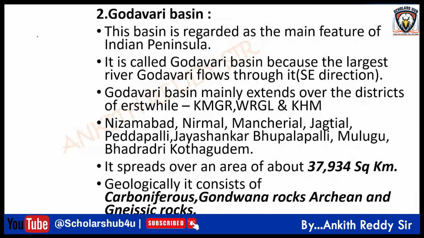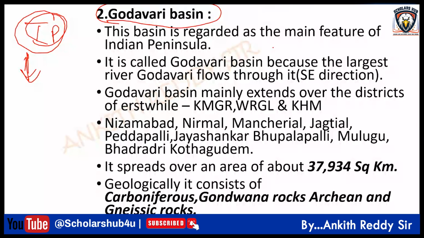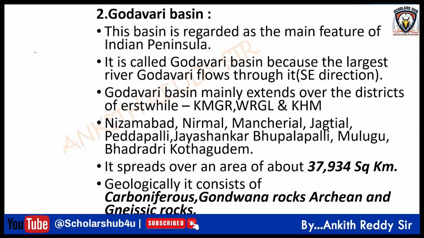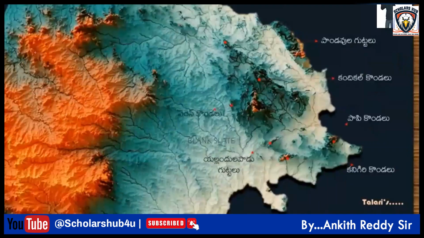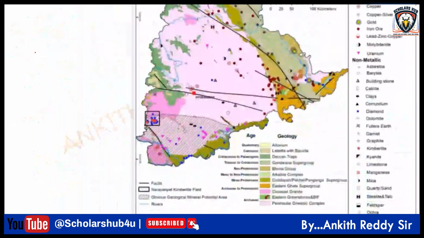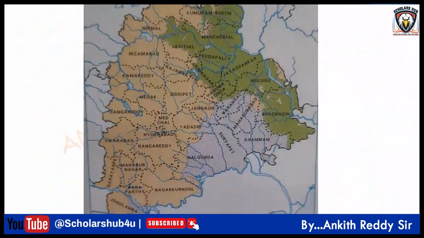Next division after the Telangana plateau. What is the total area of the Telangana plateau approximately? 59,903. Remember, it is a major part, a hard rock region with an undulating surface where you find mandanox and rounded hills. That's the point to remember. So this entire region is nothing but your Telangana plateau region.